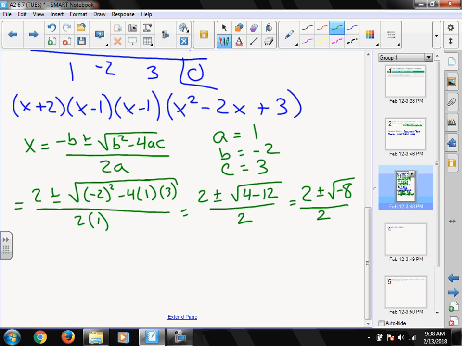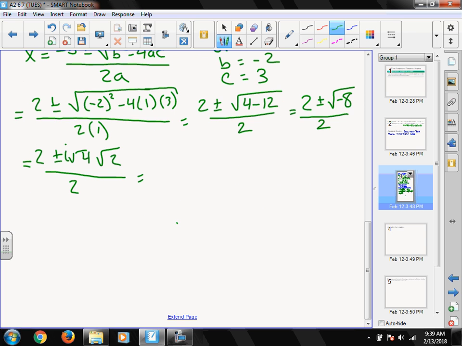Yep, so I want to see, are there any perfect squares in 8? 4 and 2. So that means I can simplify this to 2 plus or minus the square root of 4. And because it's negative, I've got to put an i in there. Square root of 4, square root of 2, all over 2, which simplifies to 2 plus or minus square root of 4 is 2. i stays there. Square root of 2, all over 2.